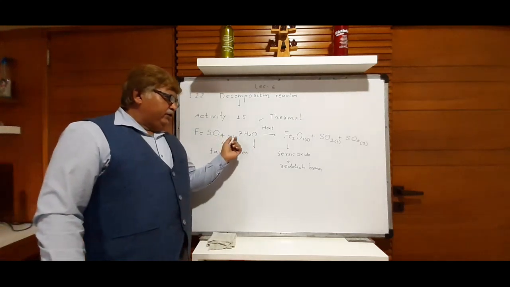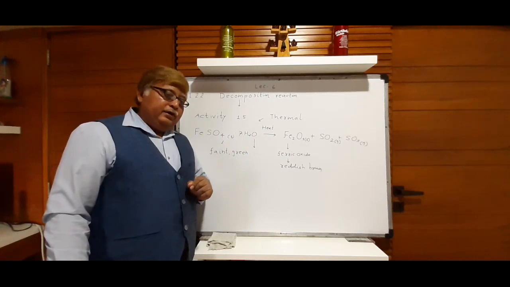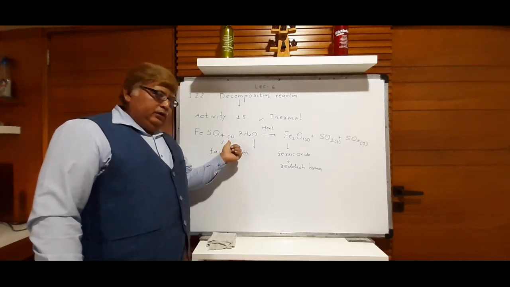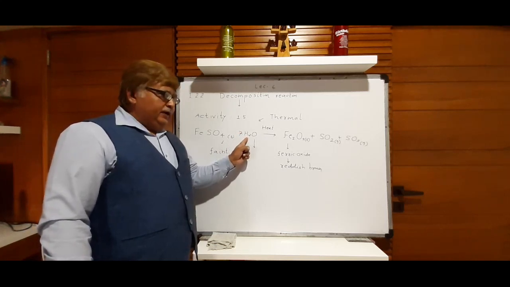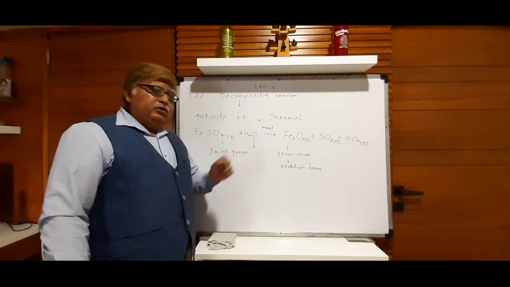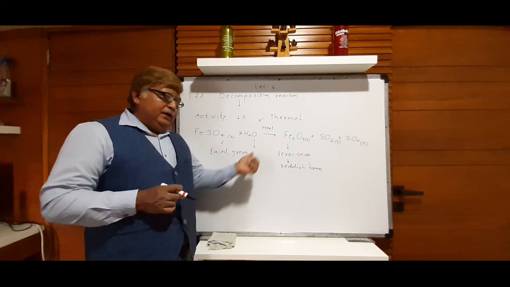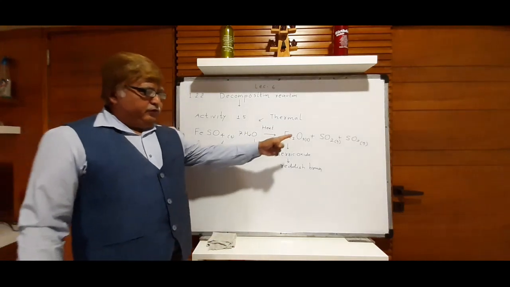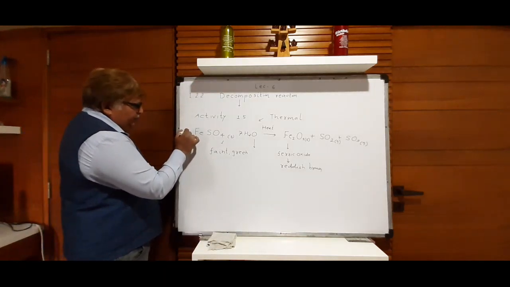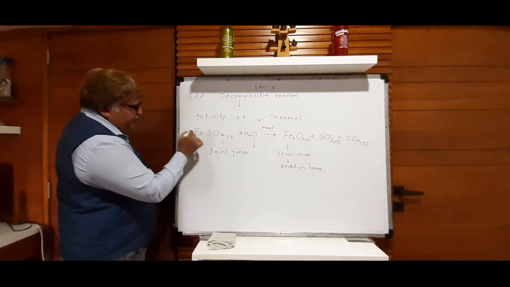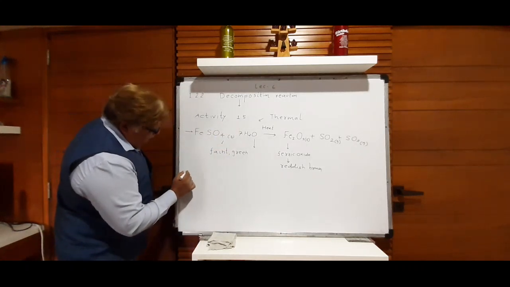Actually, ferrous sulfate crystal consists of 7 molecules of water, and now when you heat it, it loses all 7 molecules of water. Understand this: 7 molecules of water of crystallization are lost. Understood? And it turns into ferric oxide, sulfur dioxide and sulfur trioxide. Another example we can also mention, that is also an example of thermal decomposition reaction.